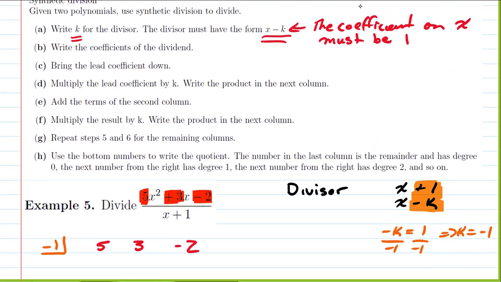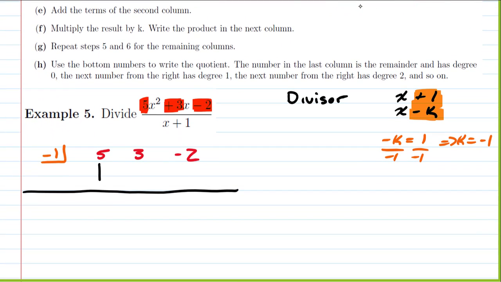So what the first step says is we bring the lead coefficient down. So the 5 just comes all the way down here. We then take our 5 and multiply it by our k. So 5 times negative 1 is negative 5, and we place that in the next column, and then we add. So 3 plus negative 5 is negative 2. And then we rinse and repeat. Negative 2 times negative 1 is positive 2, and negative 2 plus 2 is 0.